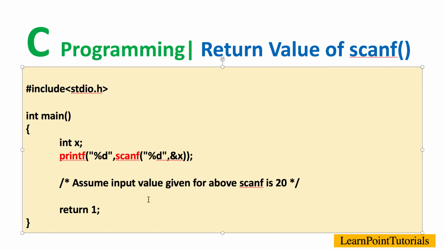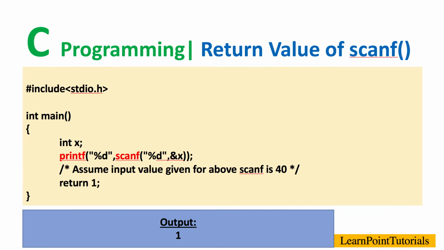So what this printf function is going to print on the screen is a 1. Why? Because scanf here has returned 1, because it has only scanned one input, or it has only read one input.